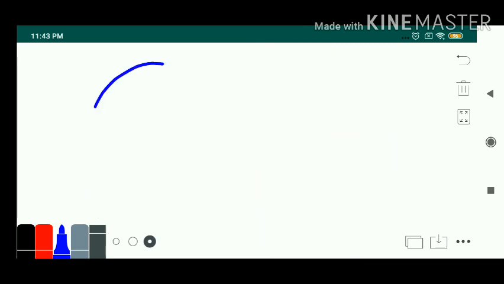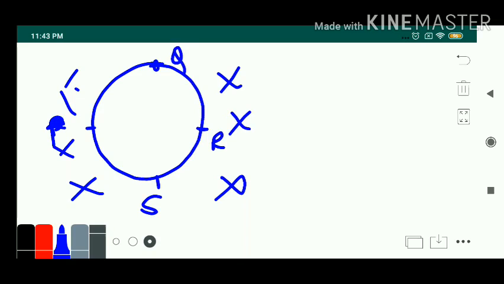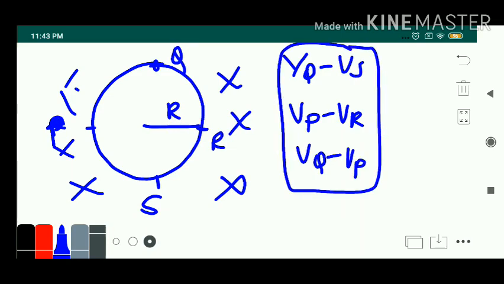Again, in place of a semicircle, we are going to take a circle. It is in the magnetic field, say like this. This is your magnetic field. Let's take some points: this is Q, P, sorry, this is also P, this is S, let's say. And let's say the radius is also R. You are asked what is VQ minus VS, VP minus VR, and VQ minus VP. This is your question.